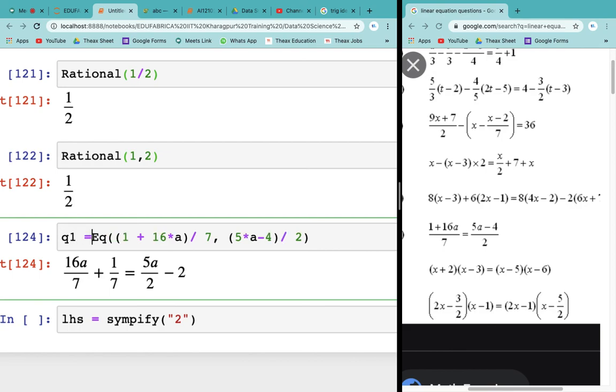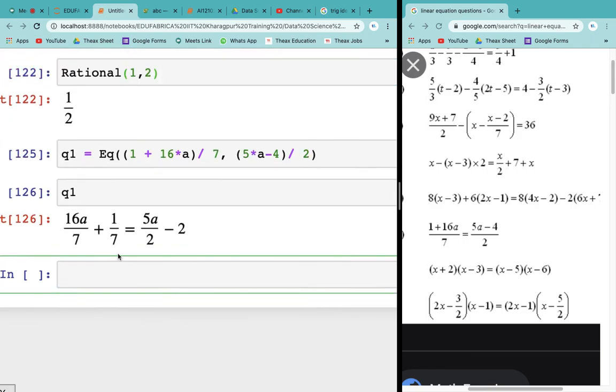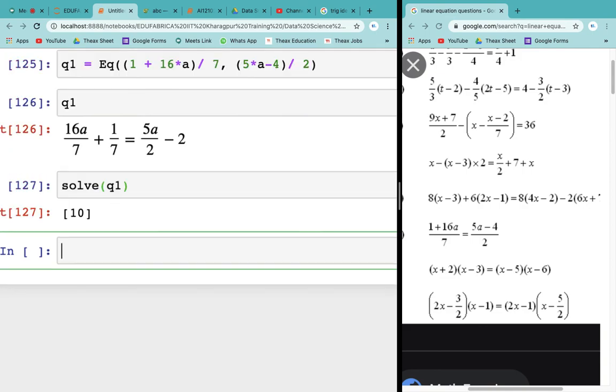Question 1. You get questions like this in the examination, right? I think it's a class 6 or 7 question. What do you think? Solve. a equals 10. You said the answer.